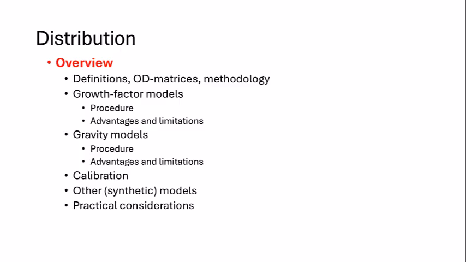In this session, we will start by clarifying some key definitions, especially the difference between trip generation and trip distribution. Then, we'll examine origin-destination, or OD, matrices and explore the main modeling methodologies. These include growth factor models and gravity models. We'll look at how they work, their strengths, and their limitations. We'll also touch on calibration techniques, synthetic alternatives, and some practical considerations. By the end, you should have a well-rounded view of the distribution stage of transport demand modeling.